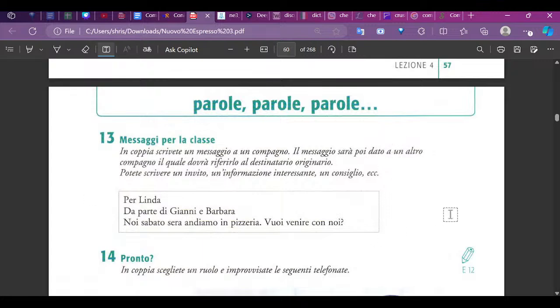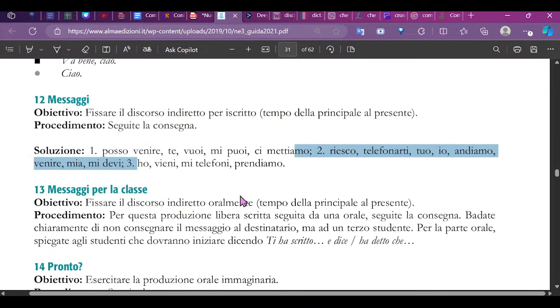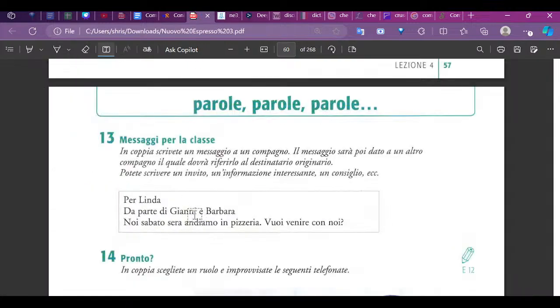And then, poi un altro. And so you create a message. Right, okay, well. Oralmente, discorso in diretto. So you would say, for you see this in the class, and you see, ah, okay, per Linda. So Gianni e Barbara hanno scritto che loro vanno sabato sera in pizzeria. Se loro hanno domandato, chiesto, something like that, asked, se Linda vuole andare con loro. So you would basically just change the form from direct to indirect.